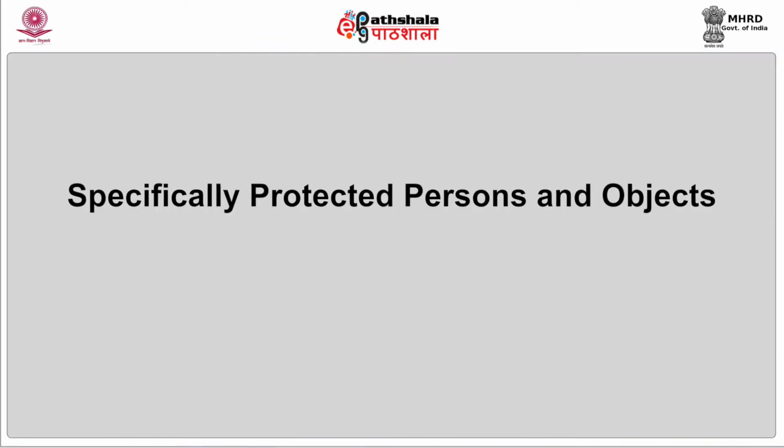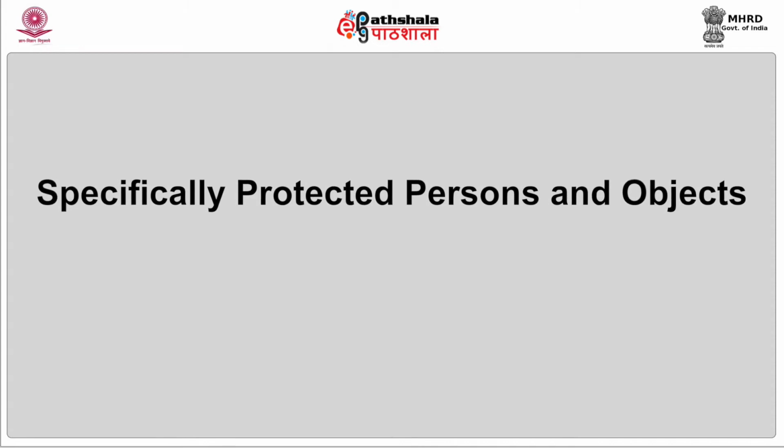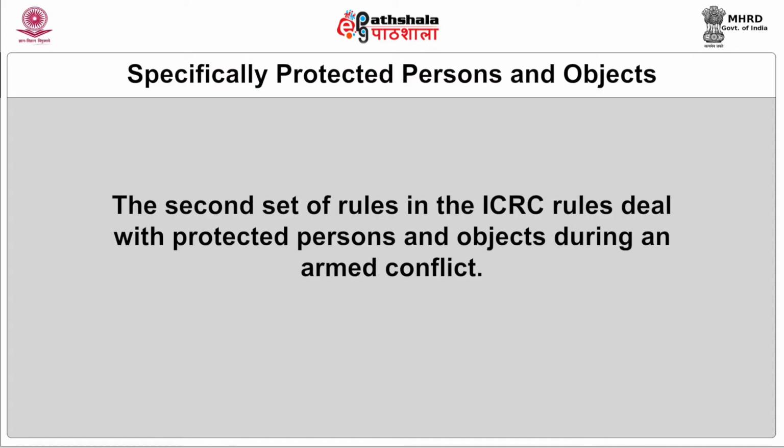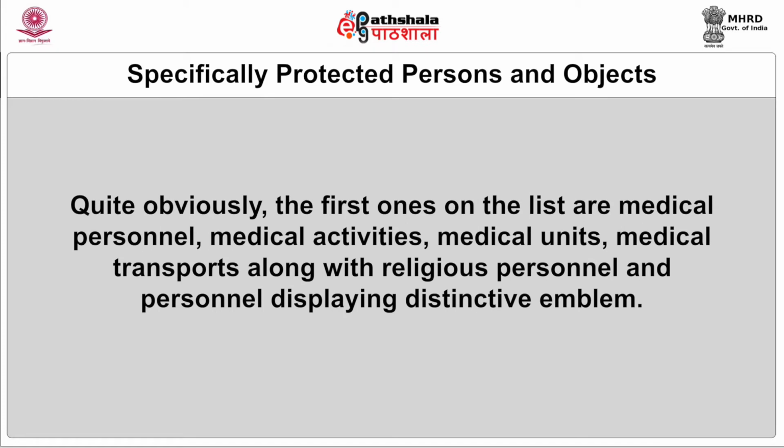Specifically protected persons and objects. The second set of rules in the ICRC rules deal with protected persons and objects during an armed conflict. Quite obviously, the first ones on the list are medical personnel, medical activities, medical units, medical transports, along with religious personnel and personnel displaying a distinctive emblem. Objects and personnel involved in humanitarian relief and peacekeeping missions have protection under the customary rules too.